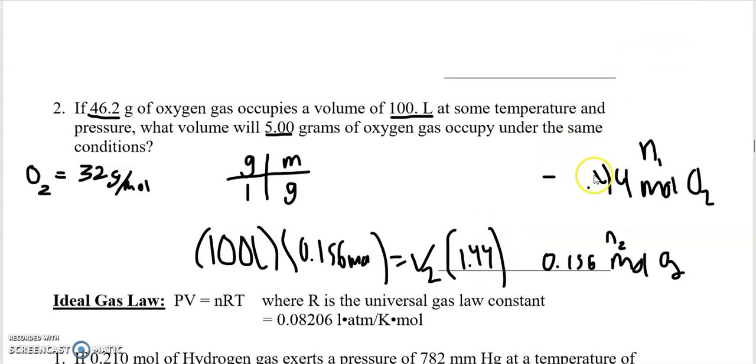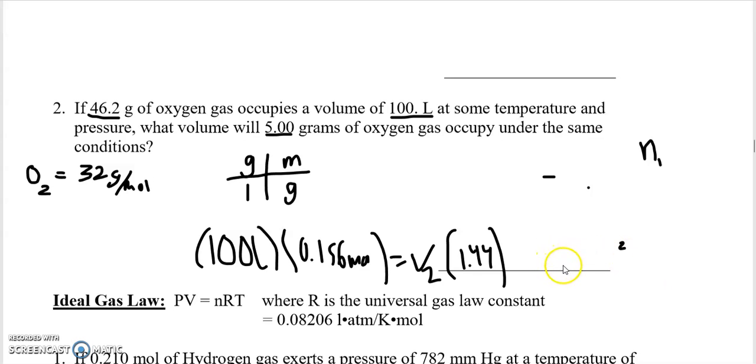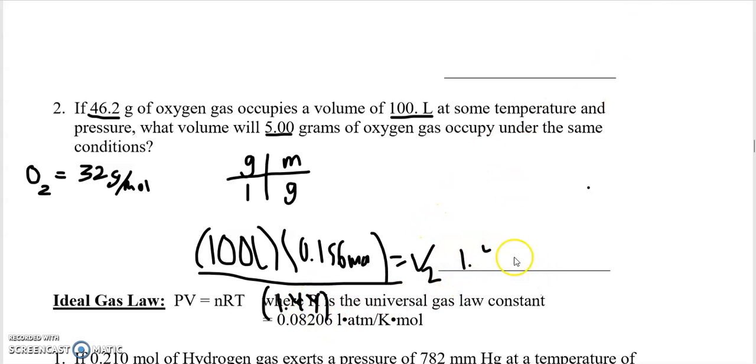All right, let's get rid of some of this space here. Now, all we've got to do is that same process. We just take and get V2 on its own side. The way we do that is we divide by 1.44 on both sides. If I divide, I'm going to put 1.44 down below here, and this one on this side goes away. So our answer for V2 is going to equal 100 times 0.156 divided by 1.44.